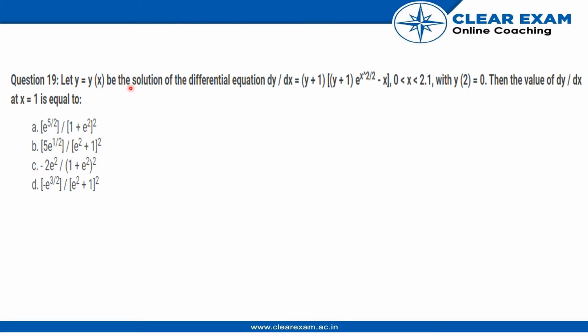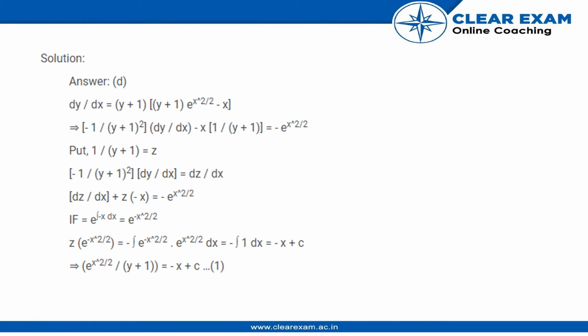Here we have y equal to y(x), a solution of the differential equation dy/dx = (y + 1) / ((y + 1) e^(x²/2) − x), where x lies between 0 and 2, with y(0) = 0 and y(2) = 0. Then the value of dy/dx at x = 1 is. So this is a simple differential equation.